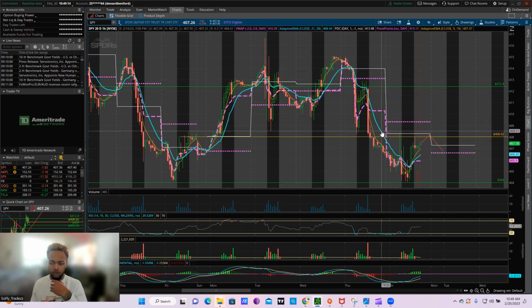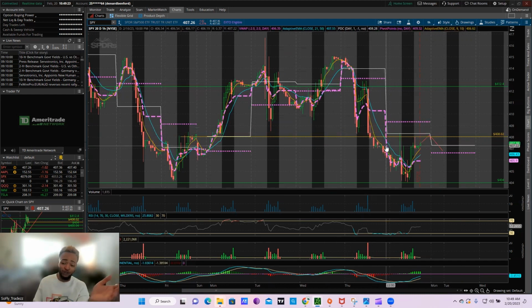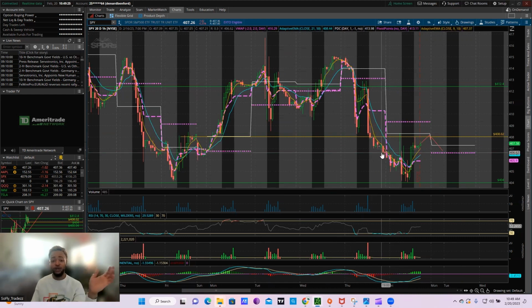Like, this is my 21-day EMA. This is my 9-day EMA. This is prior day close. This is my VWAP. This is my pivot points. I'll explain what all those do. Those will have to be in another video. That'll be way too long for this video. I just wanted to explain to you guys what I'm looking for on Tuesday.